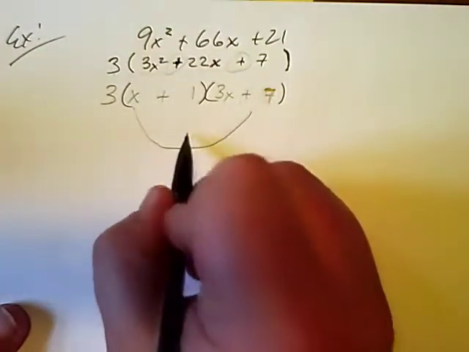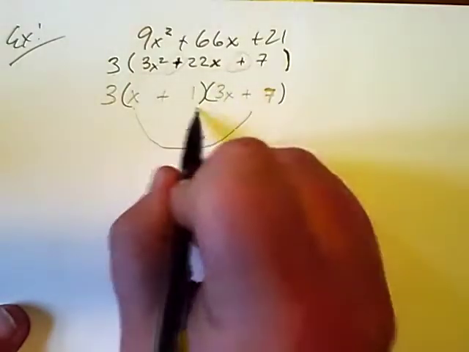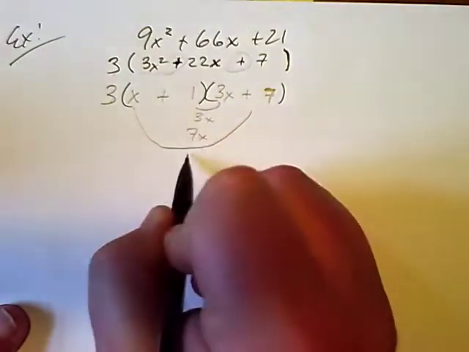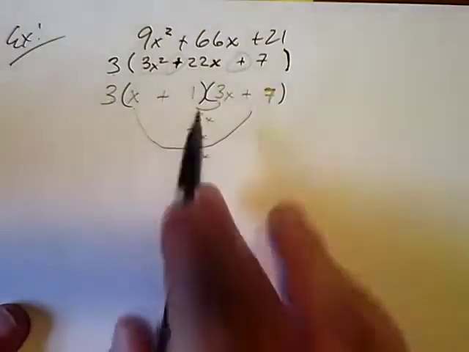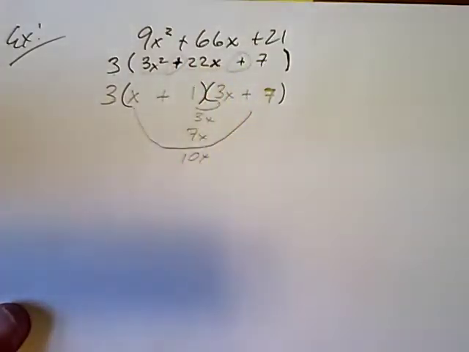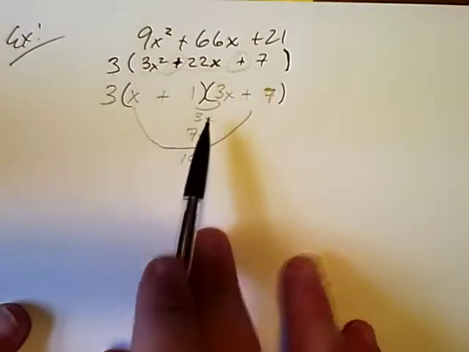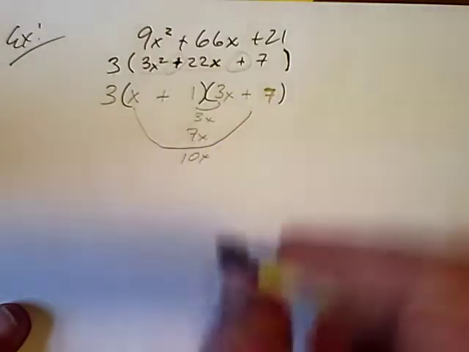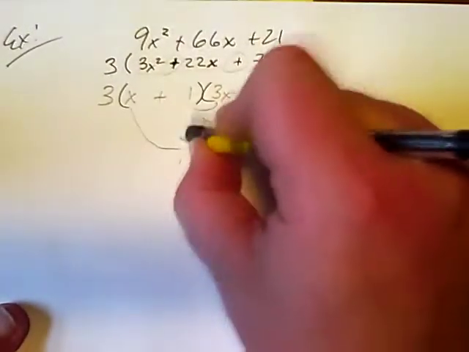X times 7 is 7x. 1 times 3 is 3x. 3x plus 7x is 10x. I am way off. I need to get all the way up to 22. Well, it's going to be tough to get to 22 this way. So I need to make an adjustment. Well, that's not going to work.